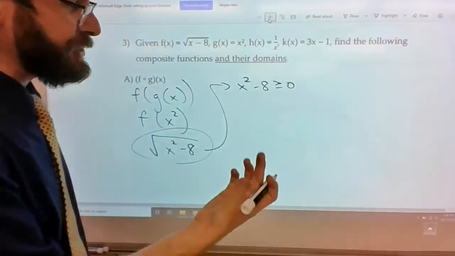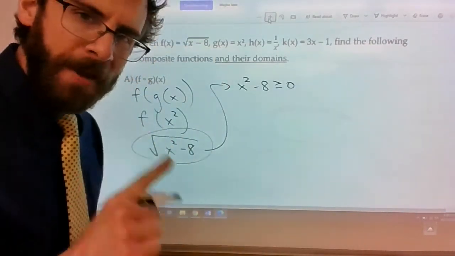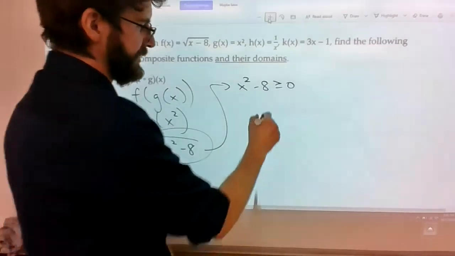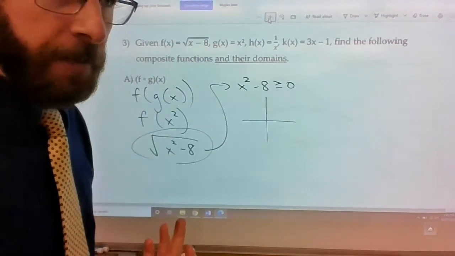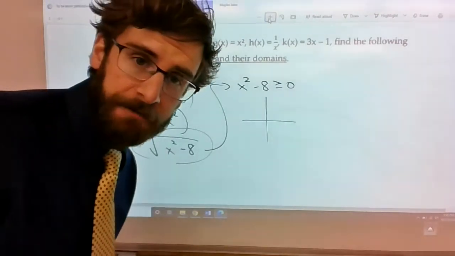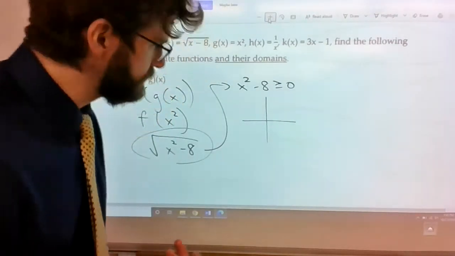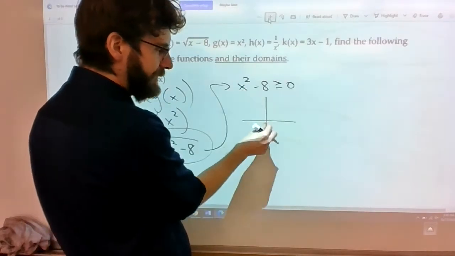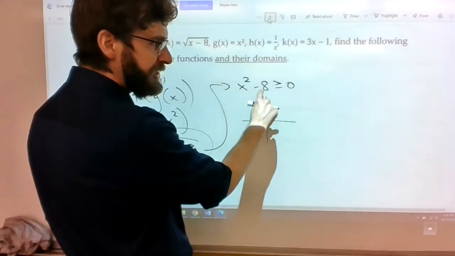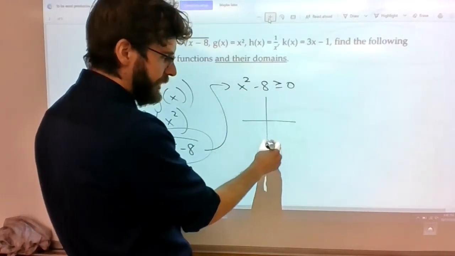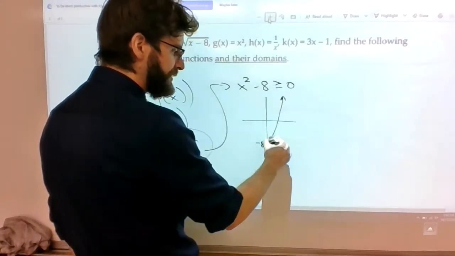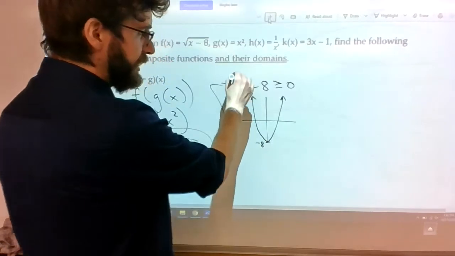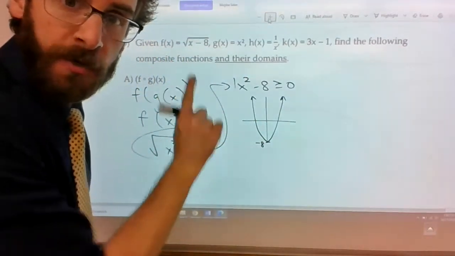You can find critical numbers here, but remember, you've got a geometric approach to this as well. I'm thinking x squared minus 8 is basic enough that we should be able to graph it. It's a regular parabola centered on 0, 0 that shifted down 8 units. So if you go down to negative 8, your parabola opens upward like this, because we know it's a 1x squared, that means it goes upward.